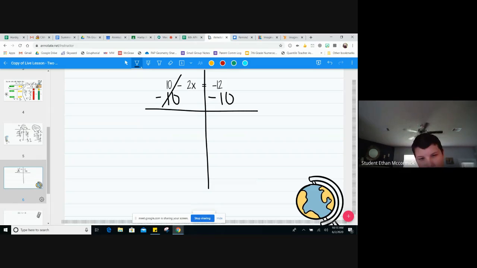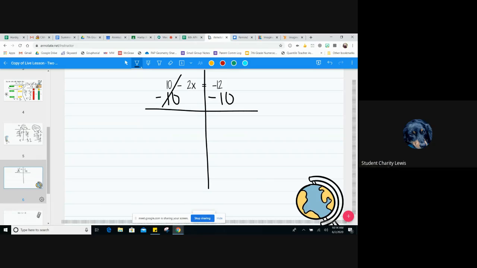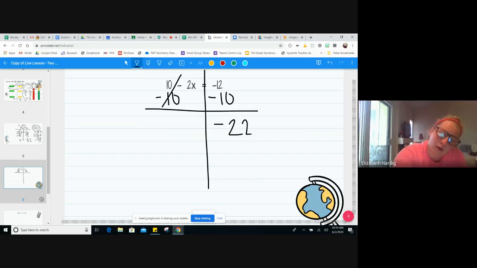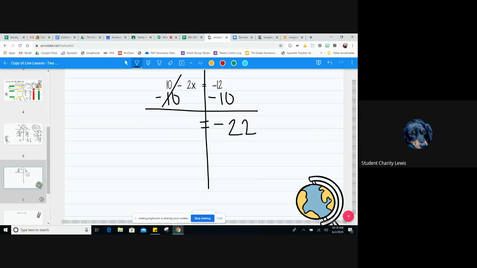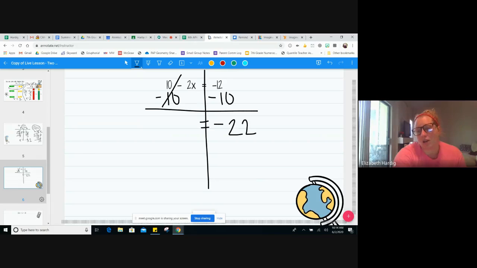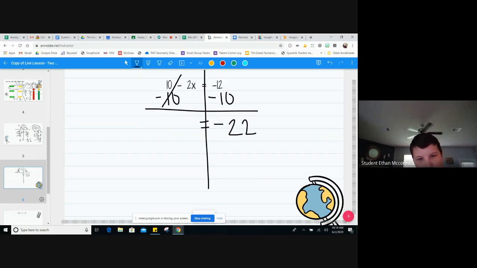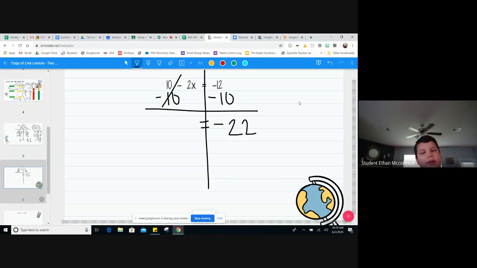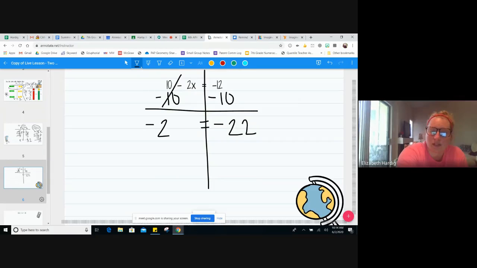Don't the negatives add up together? So it would be negative 22. -22 will be over here. So what's left on the other side though? 2x. Almost. You see how it's a minus? -2x. Oh, right, negative 2x. Okay, that negative sticks with it.